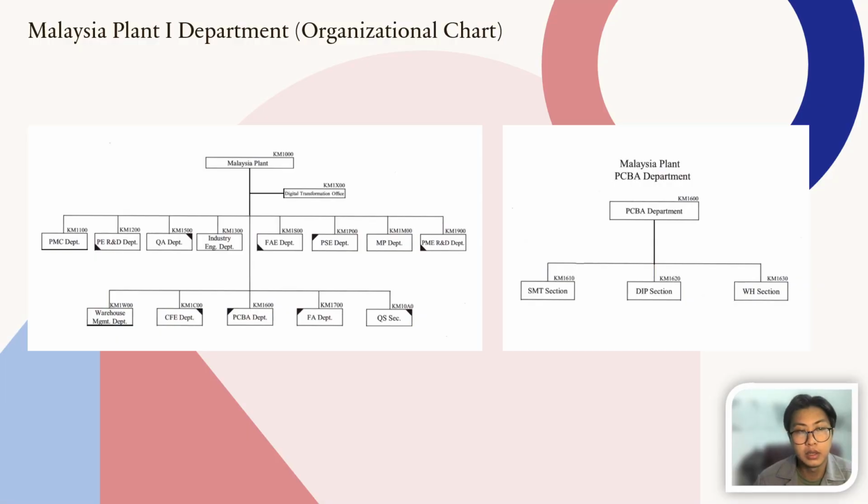Next, here I show the Malaysia plant and department. You can see the organization chart for the Malaysia plant. And right now, I am under the PCBA department, and the three sections under it are called SMT, DIP, and warehouse.